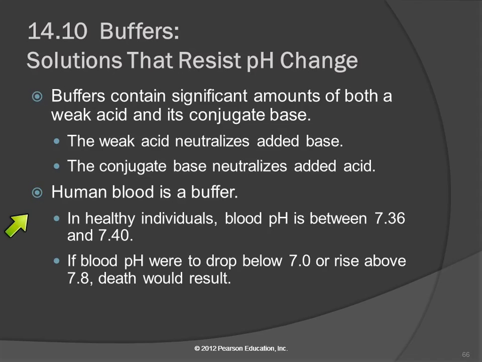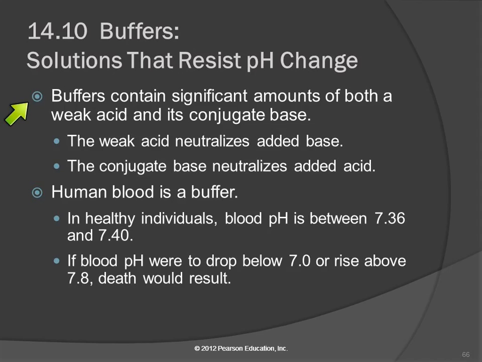We'll do the bottom of this slide first. Your blood is a buffer solution. Your blood resists pH changes. And this is a really good thing because your blood pH normally is between 7.36 and 7.40, pretty tight range. If it drops below 7 or above 7.8, you're going to die because it messes up all kinds of biochemical processes in your body and you will cease to be alive. So your body, through a buffer system, carefully regulates the pH of your blood.